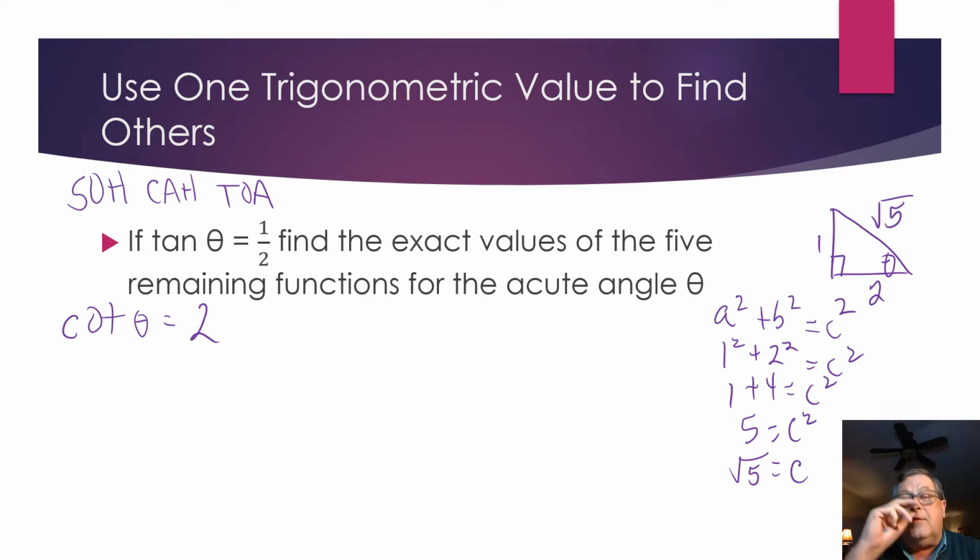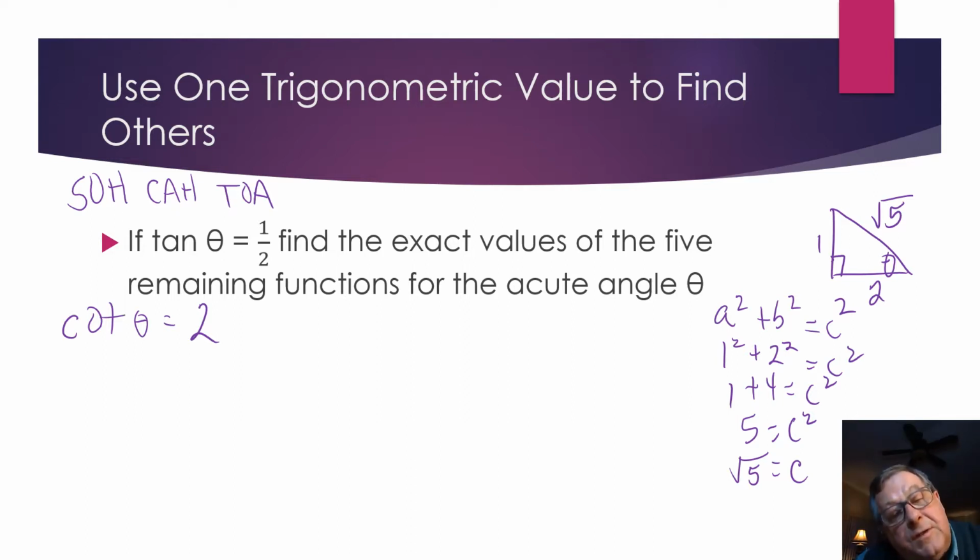It says find the exact values. That means there's no rounding. We've got to just stick with this square root because it gives us an exact value rather than some kind of rounded decimal. So let's see.